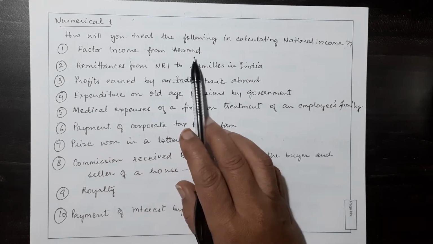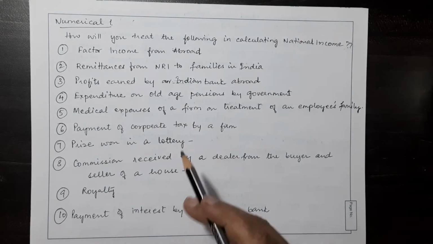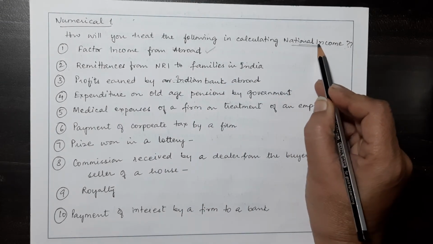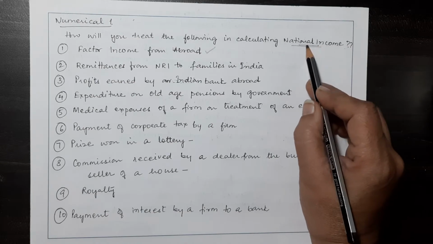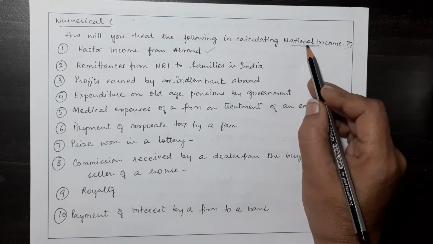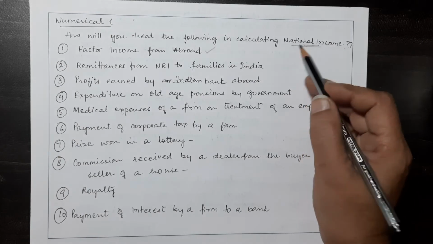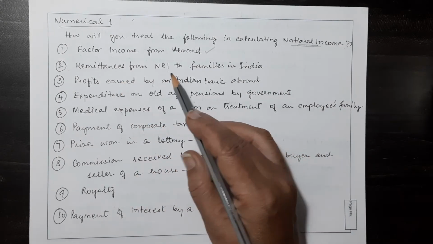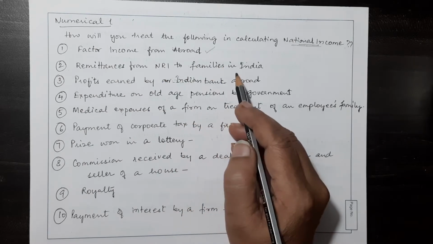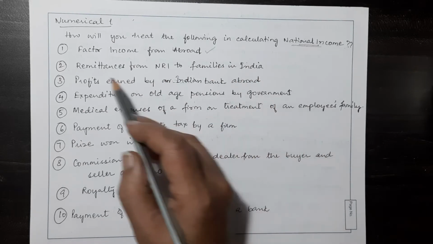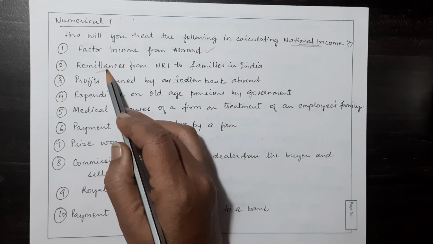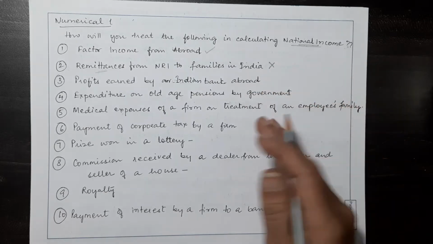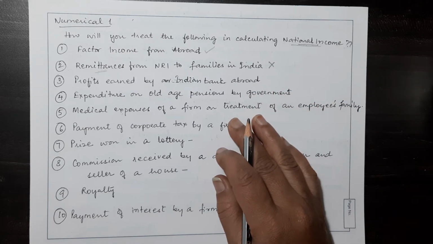Factor income from abroad. Factor income from abroad has to be included in the national income. So this is very important. We need to pay attention to whether they are asking us national income or domestic income. Since we are talking about national income, here we will consider them from that point of view. Remittances from NRIs, non-resident Indians, to families in India. So these are remittances. So remittances are transfer payments. So these will not be included, whether domestic or national.